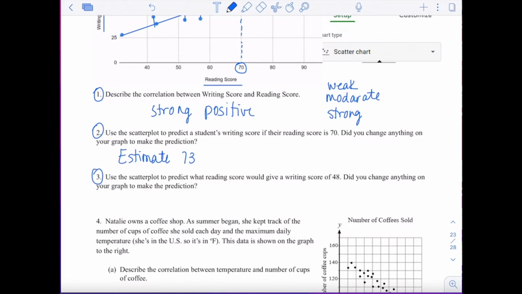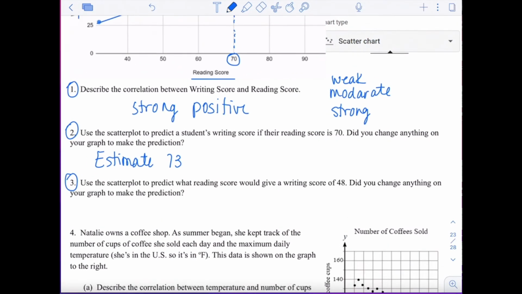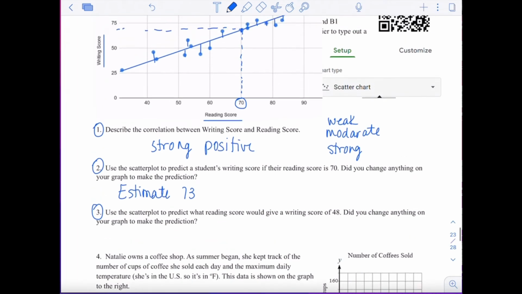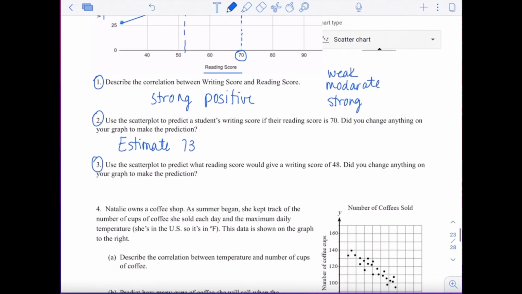Okay, so let's predict what reading score would correlate or be attached to a writing score of 48. So I don't know, maybe here. So I'm going to say something like my estimate would be, that's 55, I'd say 52.